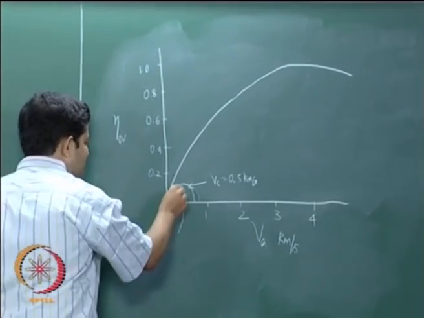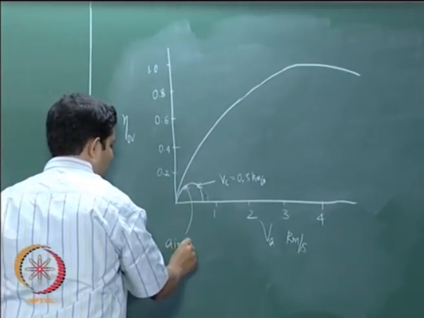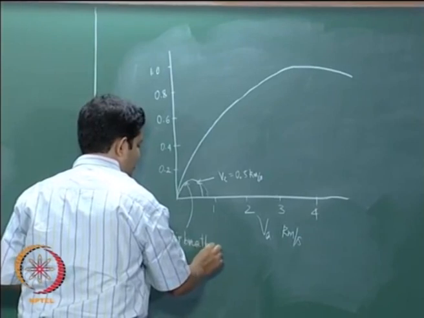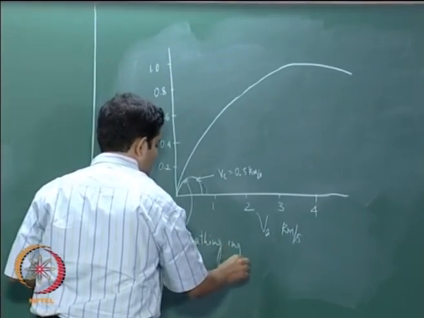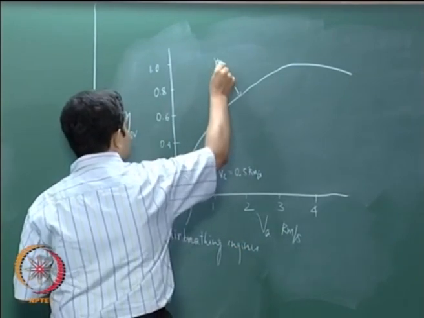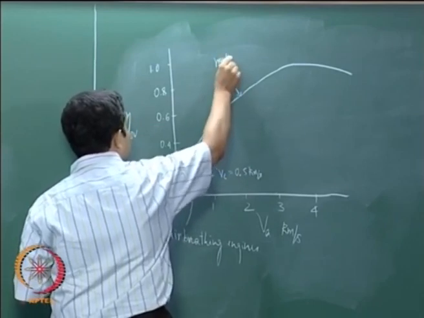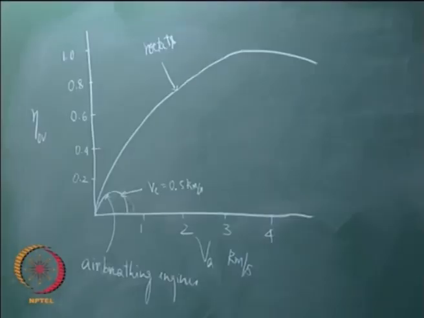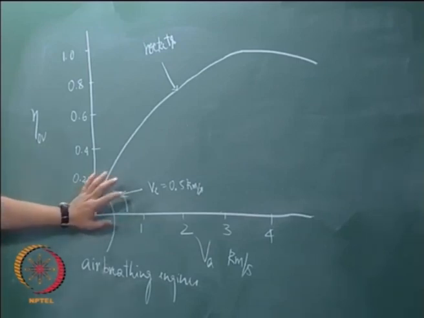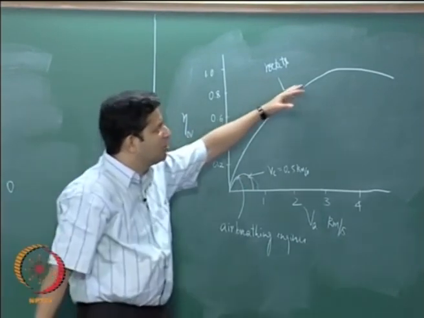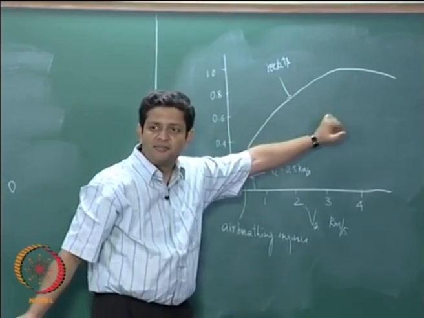this curve is for air breathing engines, and this is for rockets or non-air breathing engines. You see that overall efficiency is much higher for rockets compared to aircraft engines. Aircraft engines, this was around 12.5%, right, whereas rockets it can go up to 85%, right.